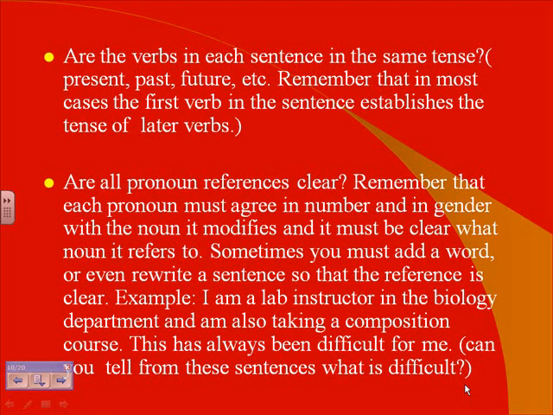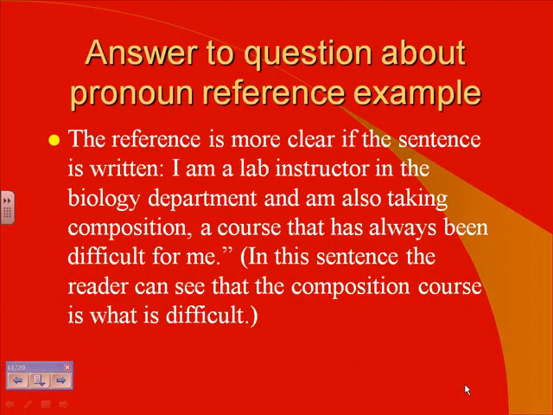An example: I am a lab instructor in the biology department and am also taking a composition course. This has always been difficult for me. Can you tell from these sentences what is difficult? The reference is more clear if the sentence is written, I am a lab instructor in the biology department and am also taking composition, a course that has always been difficult for me. In this sentence, the reader can see that the composition course is what is difficult.